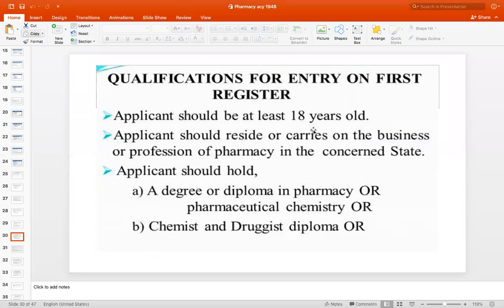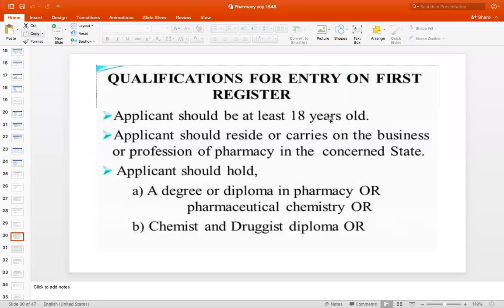or 22. So the applicant should reside, or should carry on business or profession of pharmacy, in the concerned state only. Say I have done my B Pharm in Karnataka. So I'll go and register in the Karnataka State Pharmacy Council. You are a Keralite. If you have studied in Kerala and you want to do business in Kerala, you can go and register in the respective state. So on with other states also.